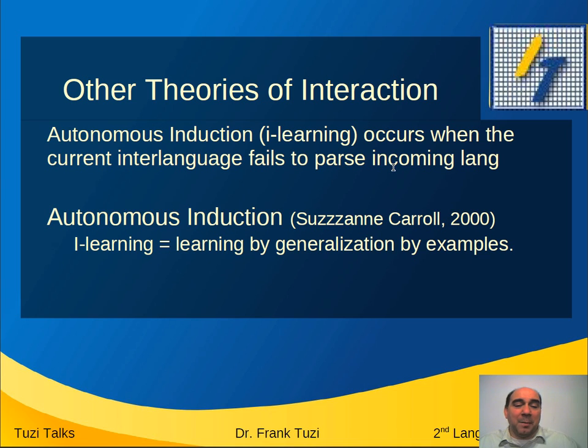Last one that we're going to talk about is the autonomous induction, or I-learning. Induction works in the opposite way that we normally do things with regard to language, right? In regard to language, we get the information, we try to parse it, we try to figure out what the components are and how it all fits together. Induction learning occurs in the opposite direction. When things don't process very well, we learn by generalization, by examples.